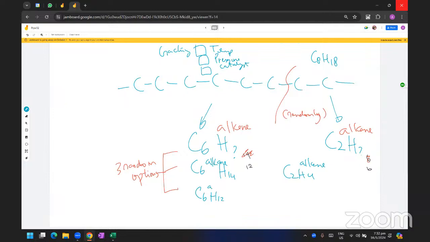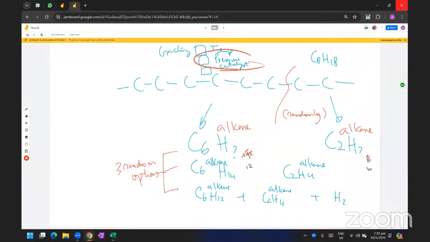C6H12, which is an alkene, right? C2H4, which is also an alkene. And then plus H2, also possible. Three random options. Okay. Do you understand what I'm saying here? Yeah. Okay. The question will test you on whether you actually understand what's going on here. Let me summarize one more time and then we'll call it a day.